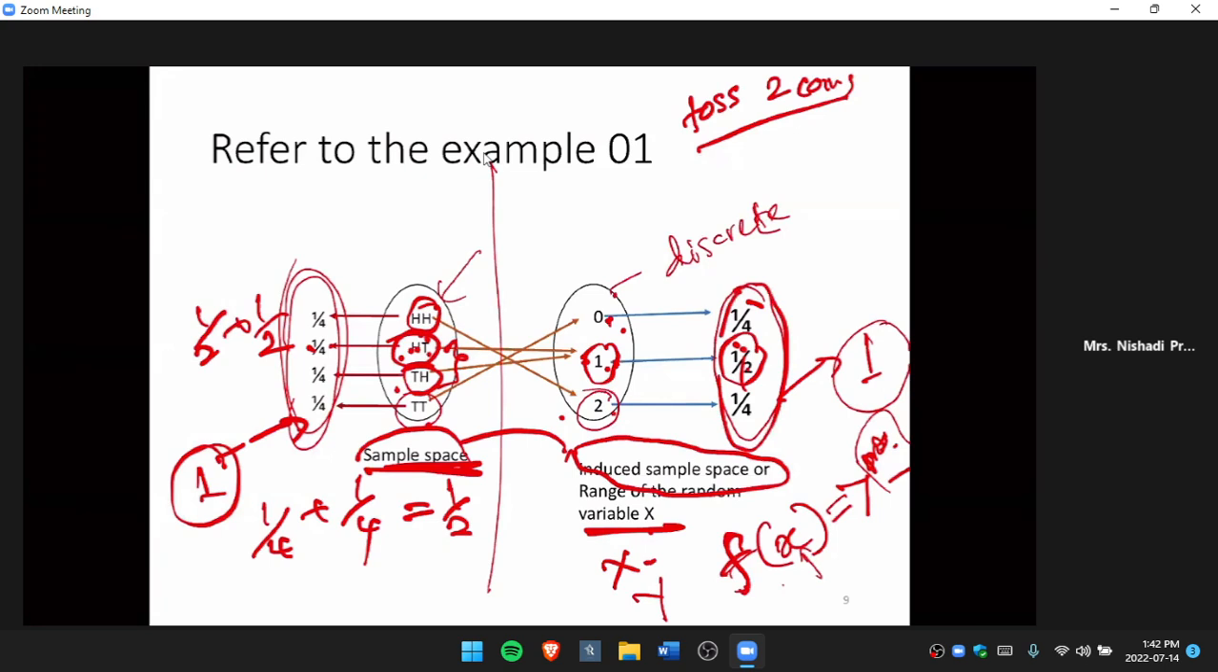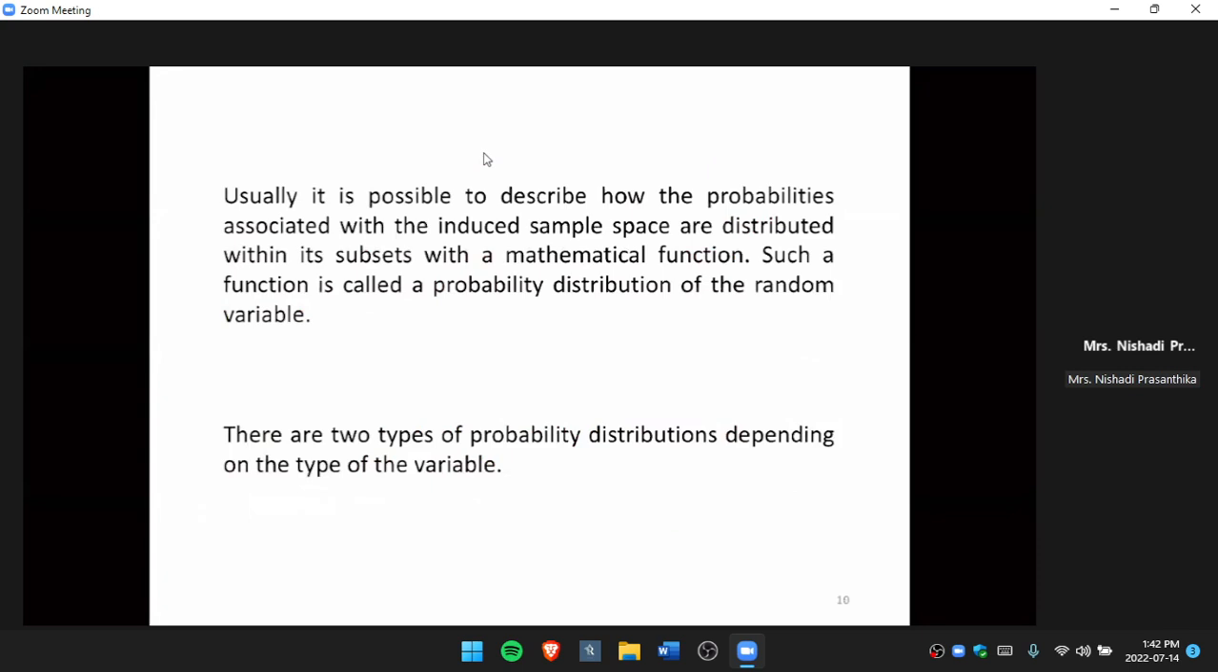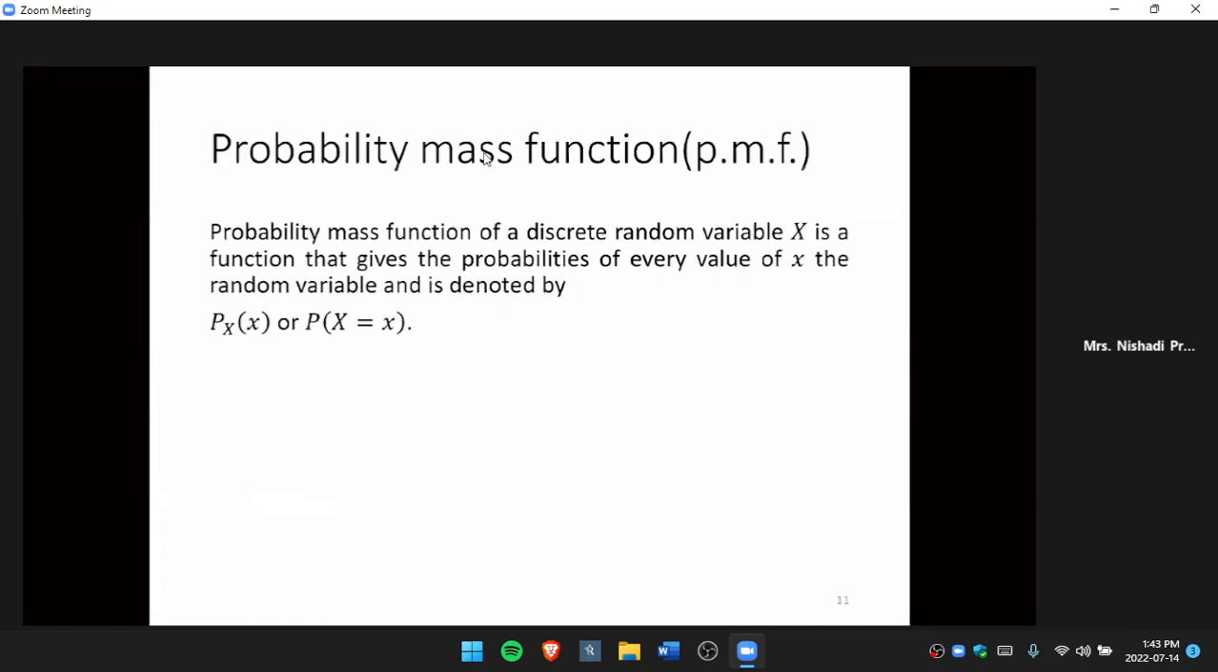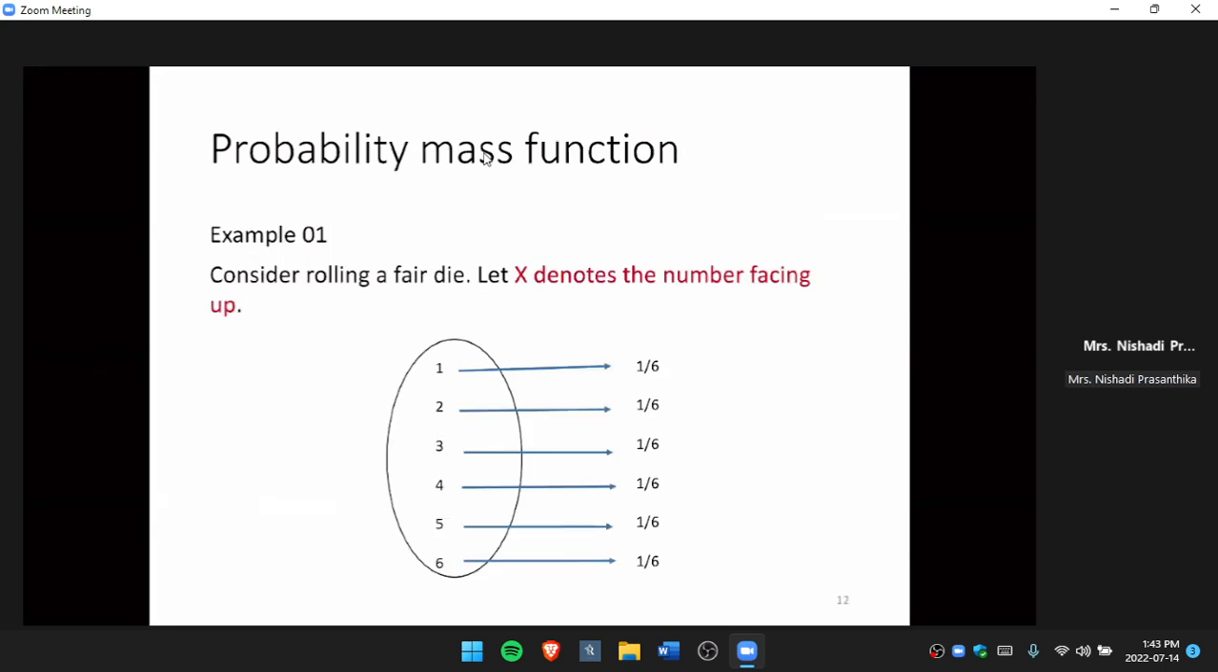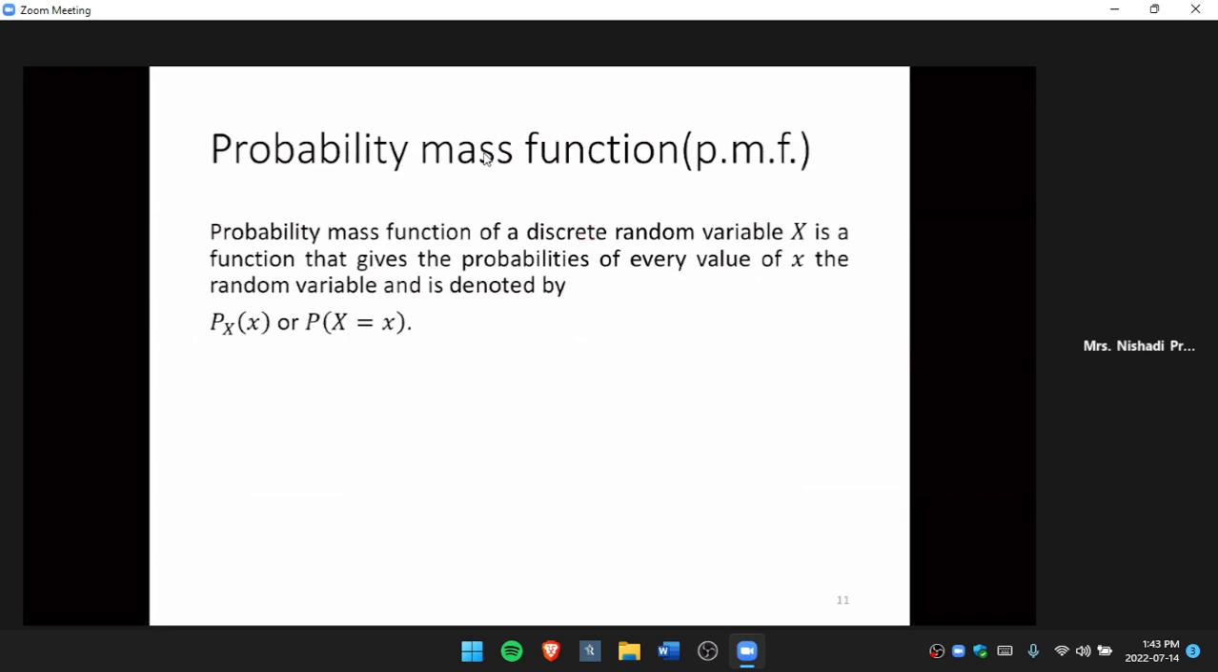Now you know there are two types of random variables, discrete and continuous, which means there are two types of probability distributions, discrete and continuous. Understand? So there are two types of probability distributions depending on the type of the variable. Let's see what those are. One is the probability mass function, the other is the probability density function. So first we discuss the probability mass function, PMF.